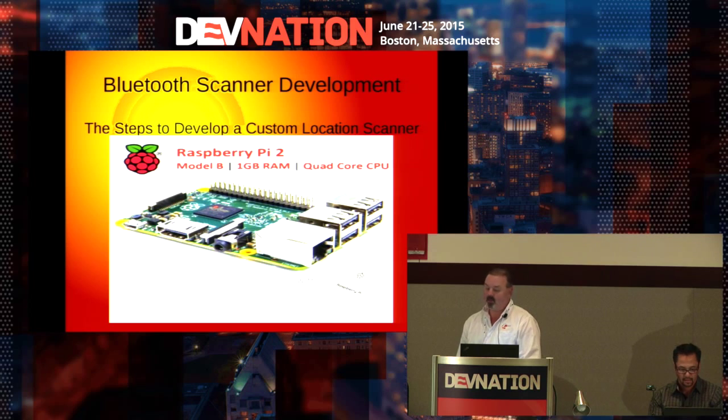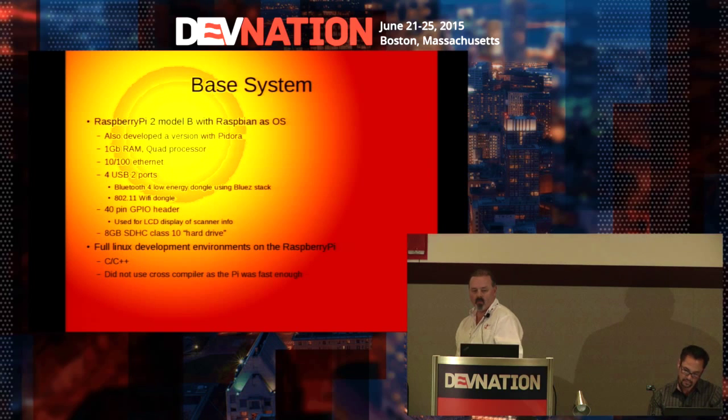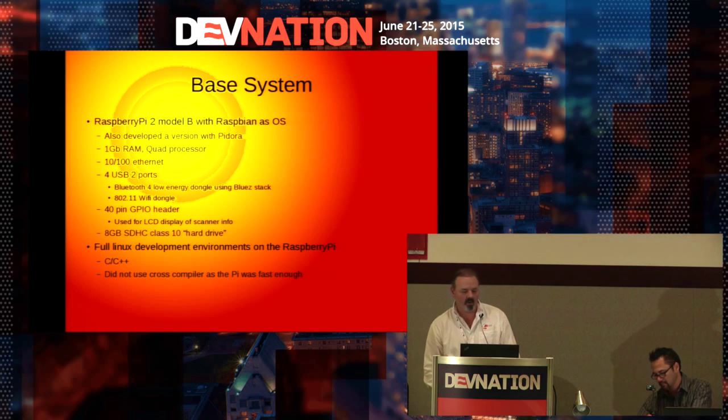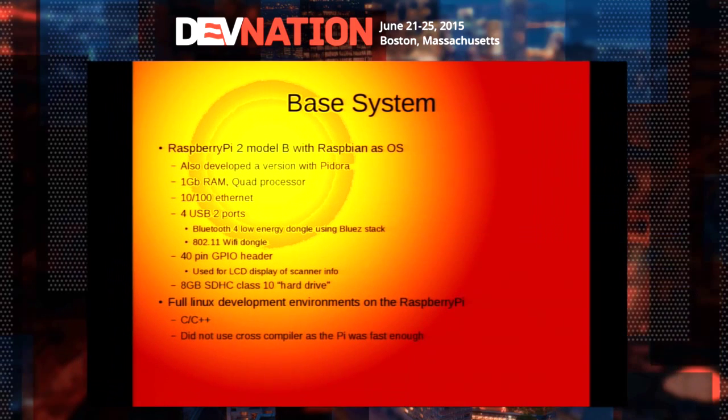This is the motherboard of the Raspberry Pi 2 system. This is the little computer that is the heart of the demos and the Bluetooth scanner. And what that consists of is basically a little Linux system with now a gig of memory, a quad processor. In this particular example, we were developing with Raspbian, but we also tested with Pydora. There's several different operating systems based on Linux that you can put on these devices right now.